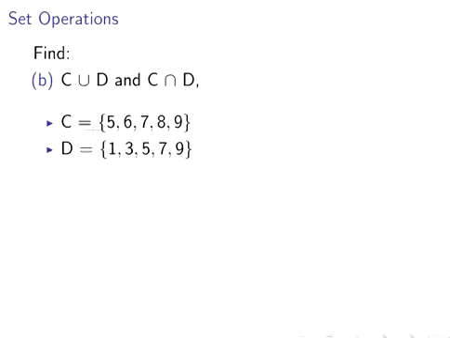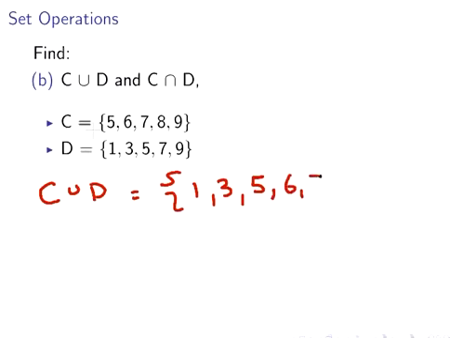Let's look at another example here. 5, 6, 7, 8, 9 is C, and 1, 3, 5, 7, and 9 is D. So C union D. I'll start off writing out the first few elements of D: 1, 3, 5. I'll point out that the 5, 7, and 9 are all elements of C, so we could quickly look at that now. What I'm going to do is start writing C: 6, 7, 8, and 9.